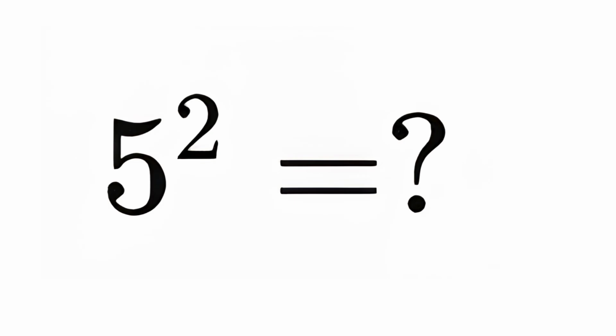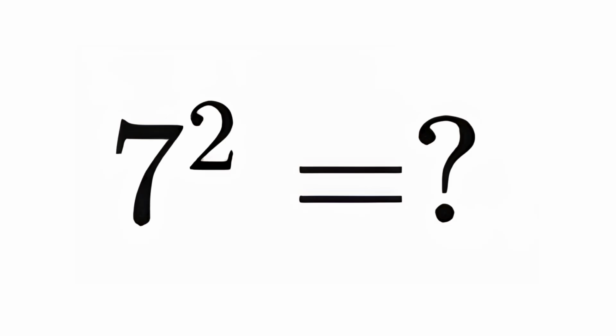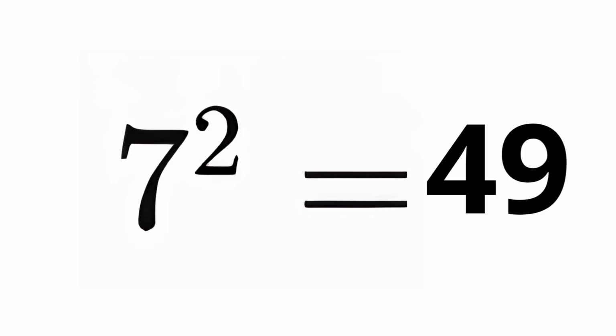What is 5 squared? Take a moment to calculate it. The answer is 25. 5 squared means 5 times 5. And 5 times 5 equals 25. Here's another one. What is 7 squared? Did you get 49? That's correct. 7 squared means 7 times 7, which equals 49.